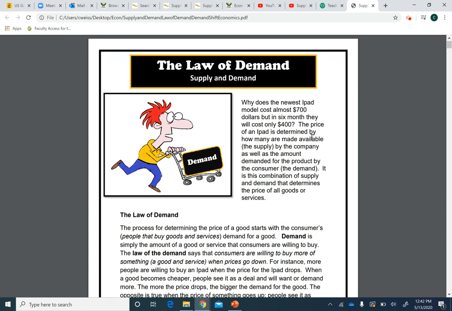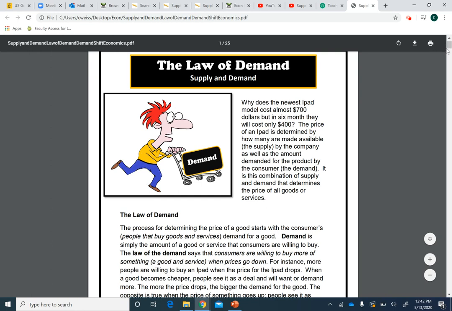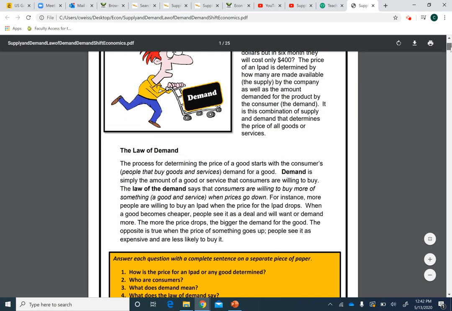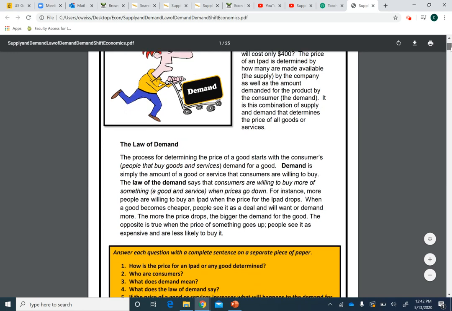This combination of supply and demand determines the price of all goods and services. The process for determining the price of a good starts with the consumer's demand for a good. Demand is simply the amount of a good or service that consumers are willing to buy. The law of demand says that consumers are willing to buy more of something when the price goes down. That's true for all of us, right?